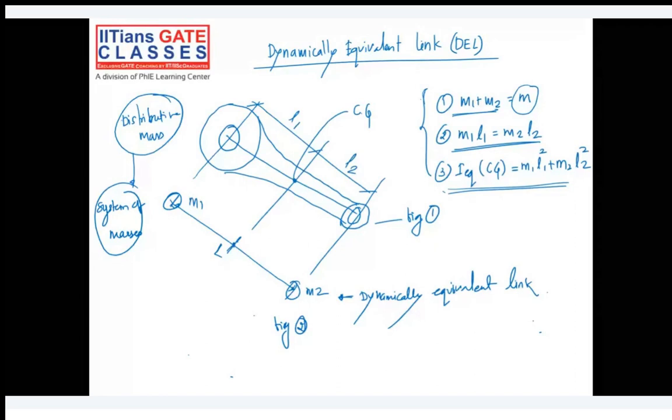You can expect a theory question from this, like which criteria are to be satisfied for a dynamically equivalent link, so you should know the theoretical background behind it. Mainly, if you see the previous year papers, they are asking questions from this topic mainly on the slider crank mechanism, because there you can expect a combination of both sliding and turning pair. It makes a quite tricky problem, and they may ask it from that.